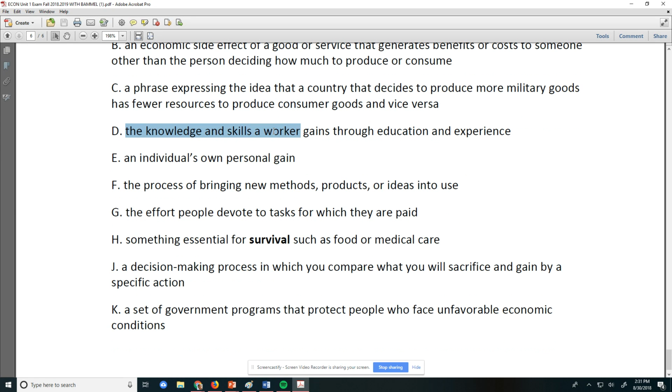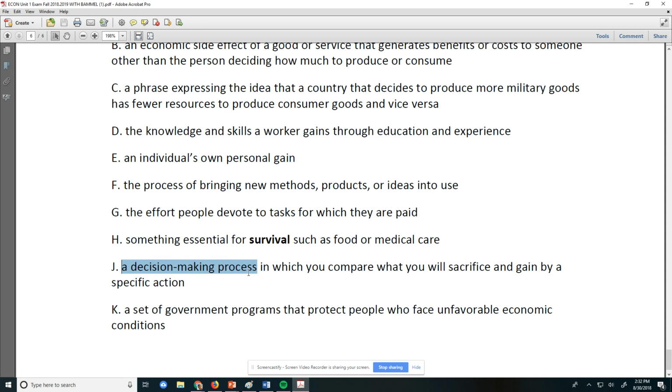D, the knowledge and skills a worker gains through education and experience. E, an individual's own personal gain. F, the process of bringing new methods, products, or ideas into use. G, the effort people devote to tasks for which they are paid. H, something essential for survival, such as food or medical care.